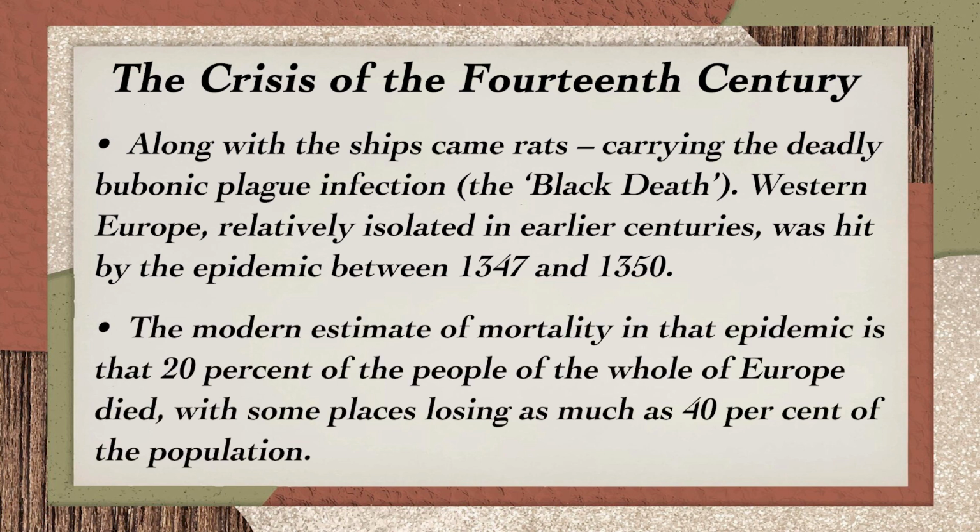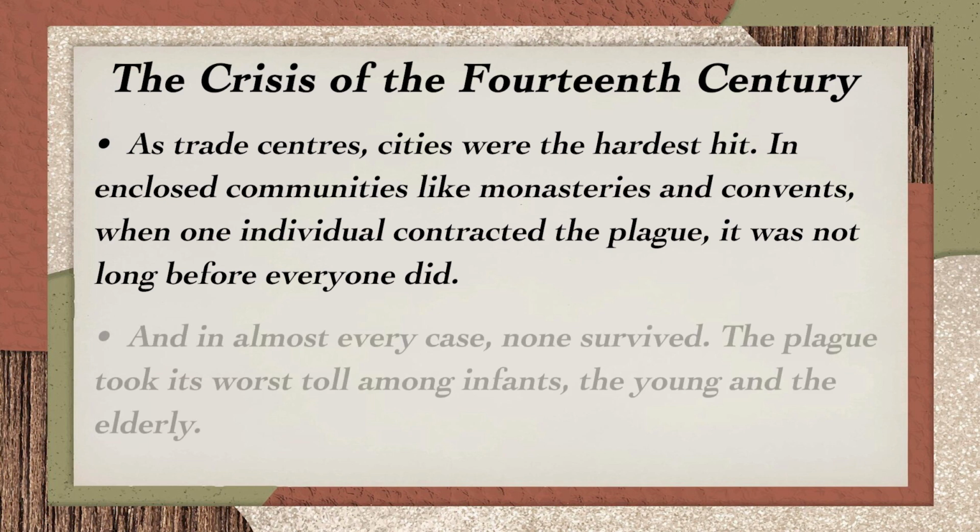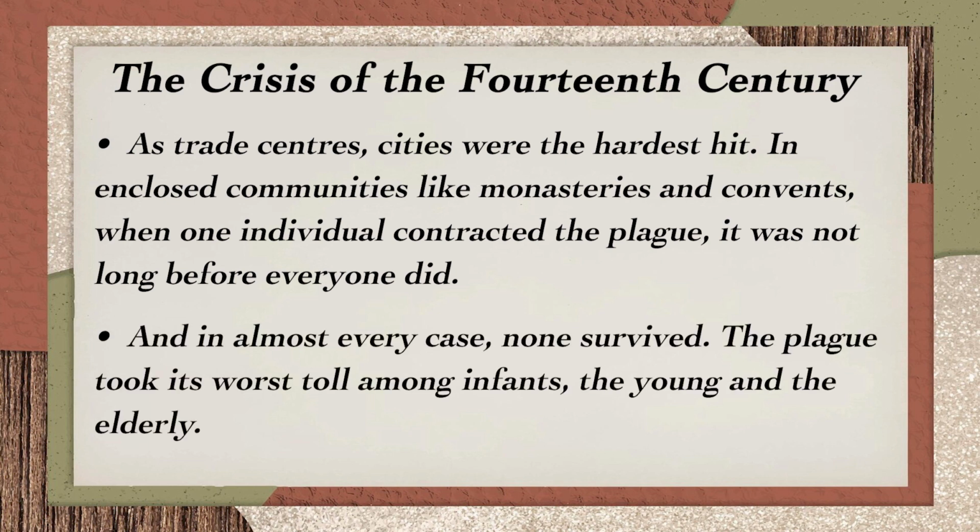The modern estimate of mortality in that epidemic is that 20% of the people of the whole of Europe died, with some places losing as much as 40% of the population. As trade centers, cities were the hardest hit. In enclosed communities like monasteries and convents, when one individual contracted the plague, it was not long before everyone did. And in almost every case, none survived.